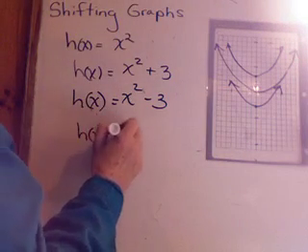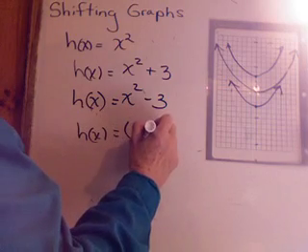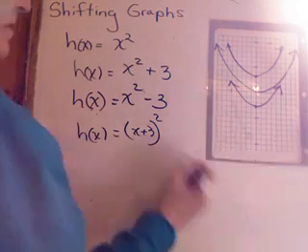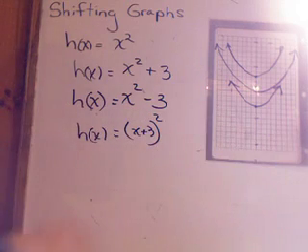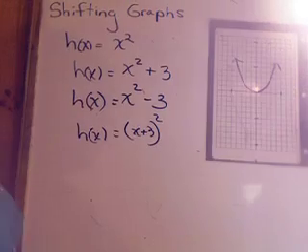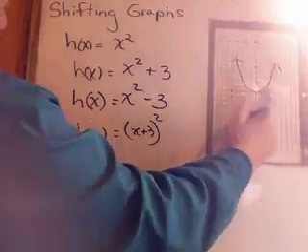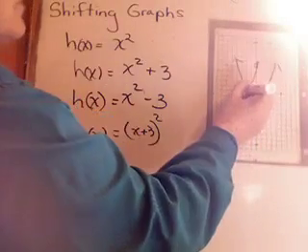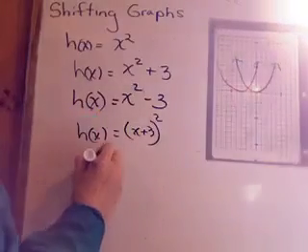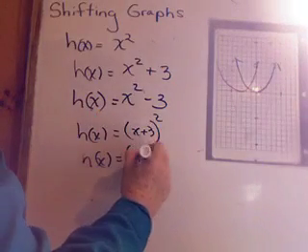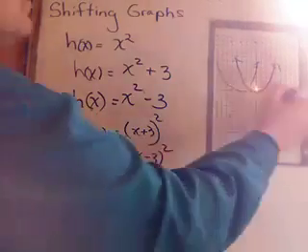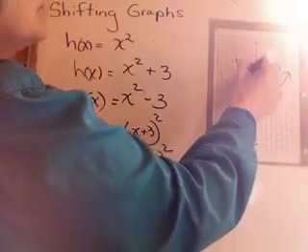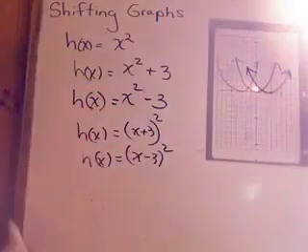h of x equals x plus 3, squared. Why don't you try it first? Okay, so did you try it? When you do plus 3, it moves it 3 in the negative direction along this axis, so here would be my curve. And h of x equals x minus 3, squared, moves it in the positive direction. So it kind of moves it the opposite way that you think.